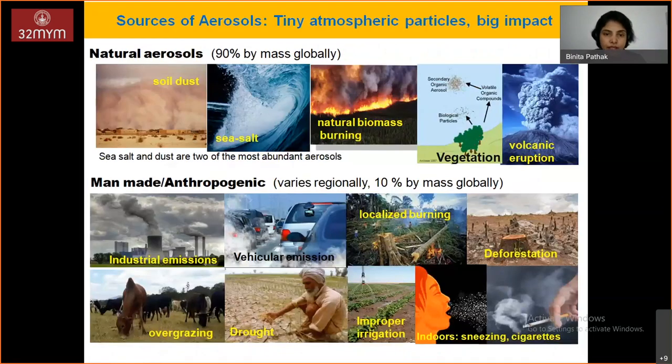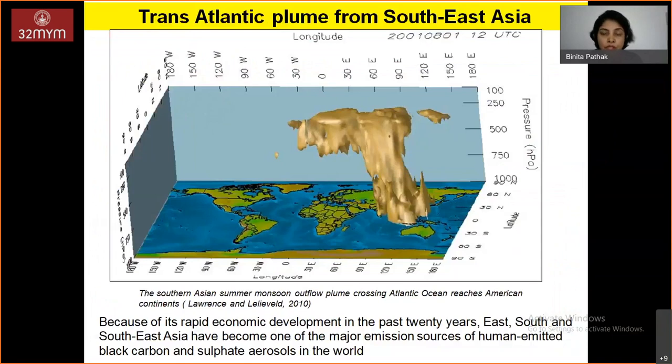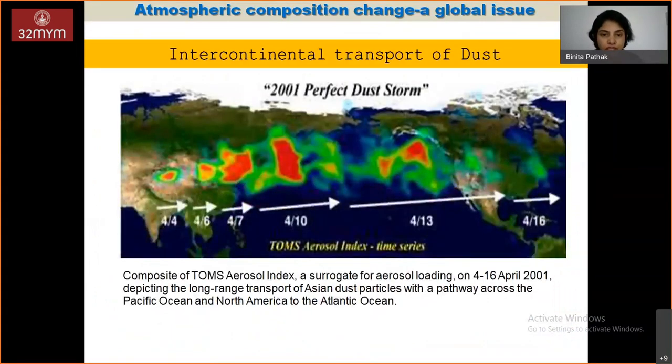Looking at the sources, not only aerosols but greenhouse gases are also emitted. We can think that the emissions contribute to a local area or a particular region, but the fact is not like that. Once these are emitted into the atmosphere, the problem can become global. For example, the plume of aerosols and gases generated in East and Southeast Asian countries can have a transatlantic movement to reach the North American continent, as was shown by Lawrence and Lelieveld through their modeling simulation. And desert dust from the China region can have a trans-Pacific movement to reach the southern part of the American continent and then reach the Atlantic again. So the problem becomes global.